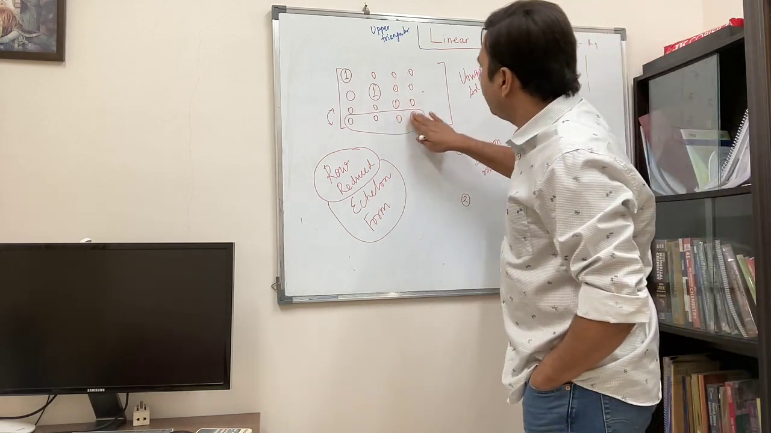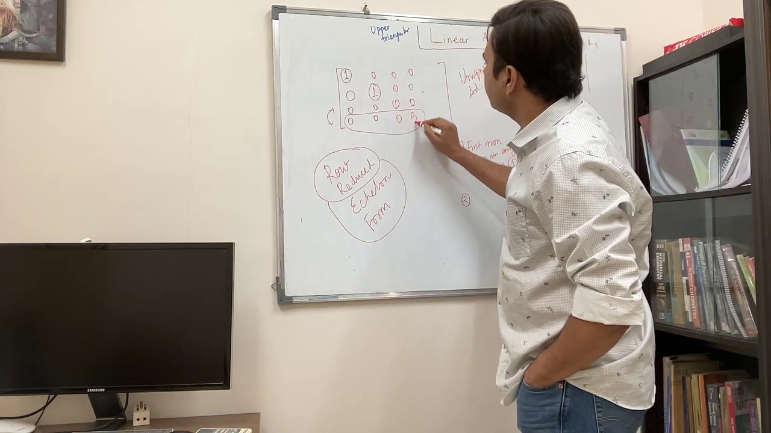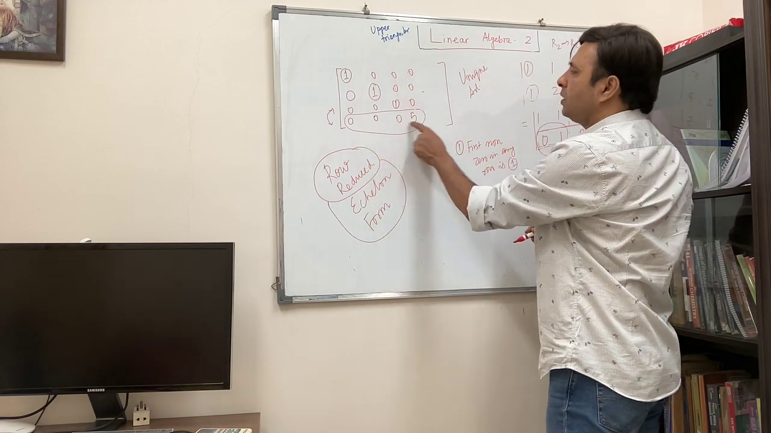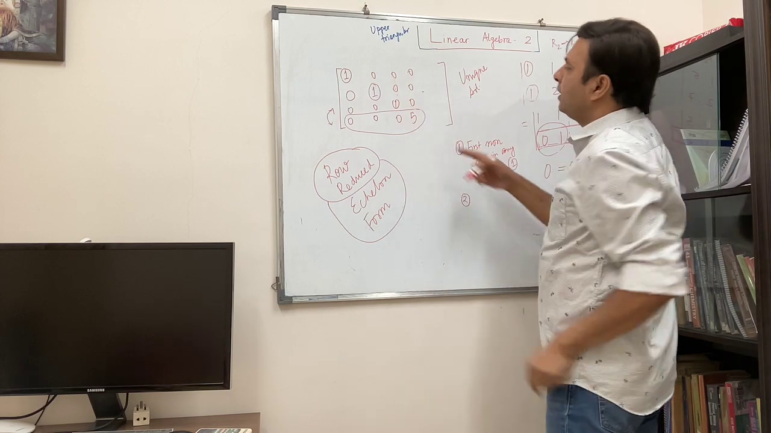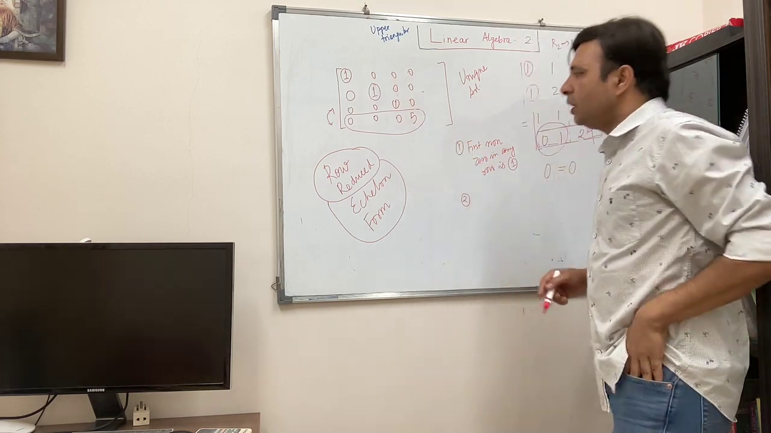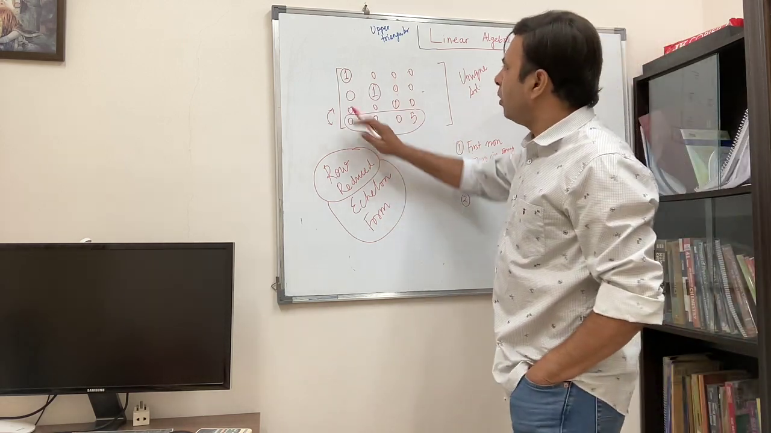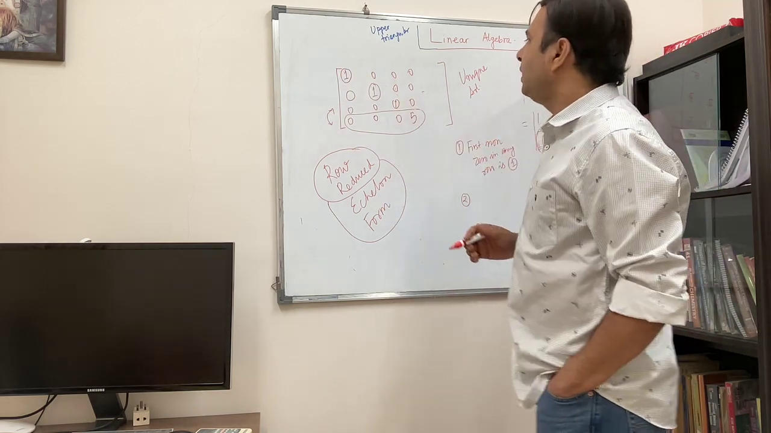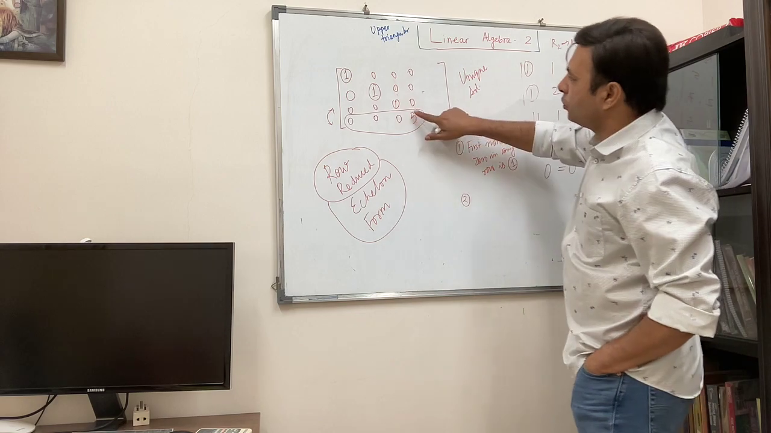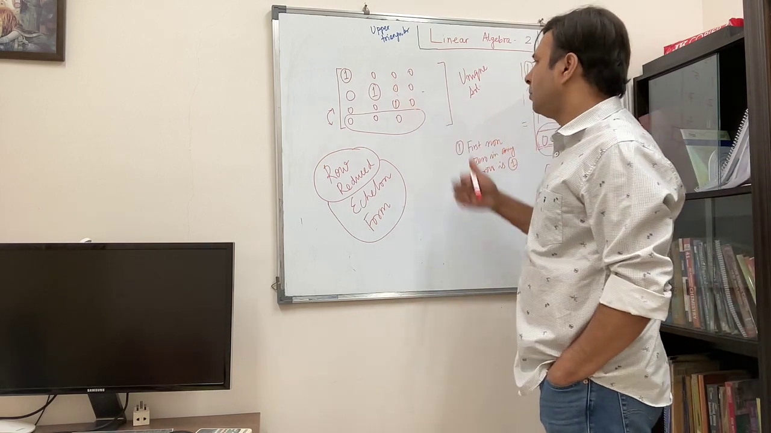If you get something like this, that all zeros in the coefficients and then the y value is non-zero, then that means inconsistent equations. So row reduced echelon form is basically telling you how many independent variables are there and how many dependent variables are there. So how many free variables are there, basically.